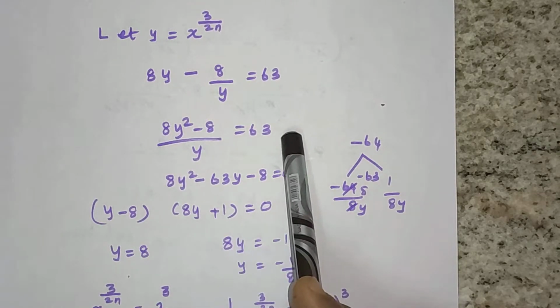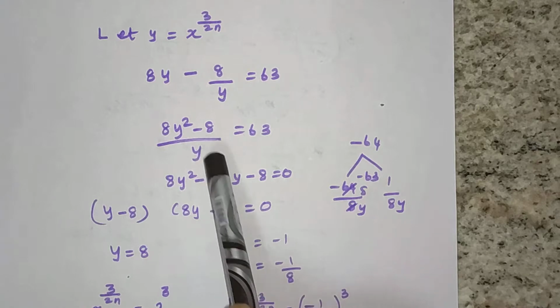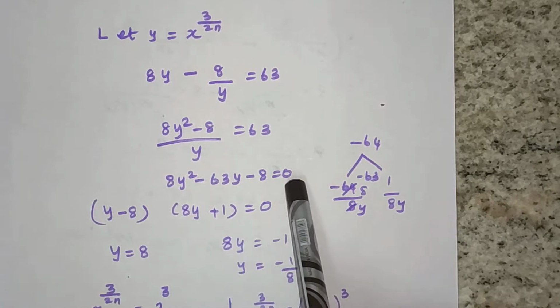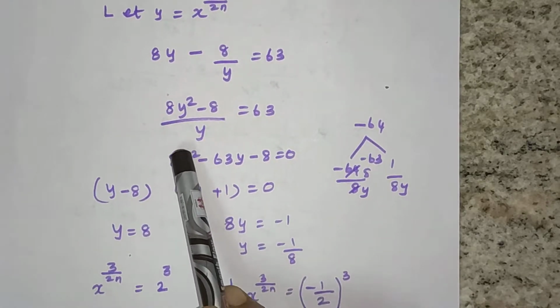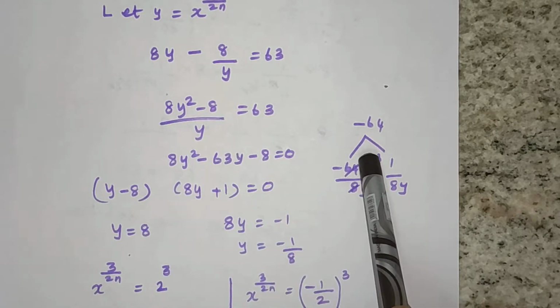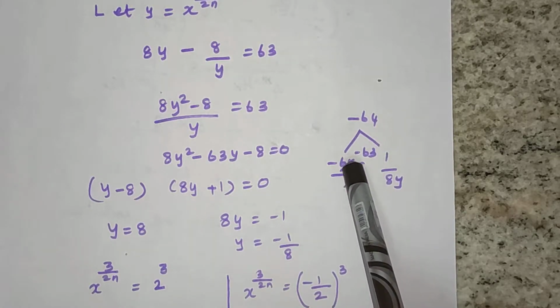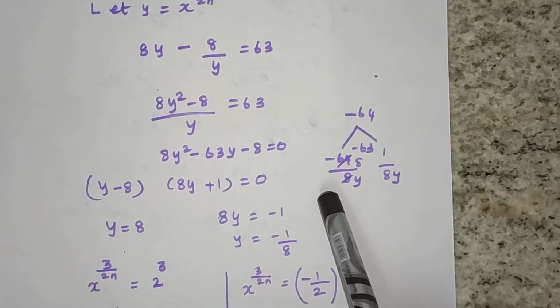So you cross multiply this y here. So 8y square, 63y comes to this side means minus 63y minus 8 equal to 0. Now factorization. 8 into minus 8 means minus 64. Then minus 63. So minus 64 into 1 means minus 64, minus 64 plus 1 means minus 63.